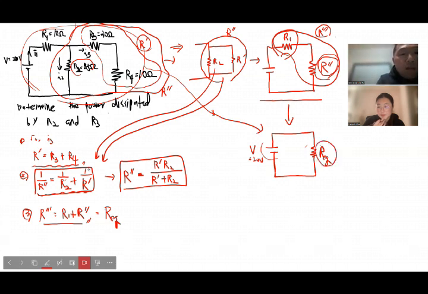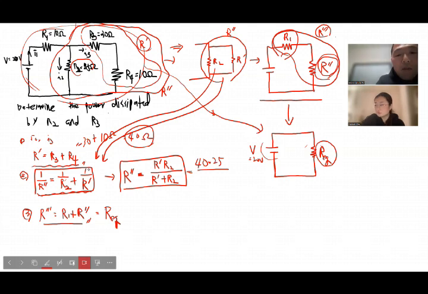So the R prime, let's plug in the numbers. R3 is 30 ohm, and R4 is 10 ohm. So that is 40 ohm. So R prime is 40 ohm now. For R double prime, you plug in the numbers: 40 ohm times R2, which is 25 ohm, in the middle of the circuit.